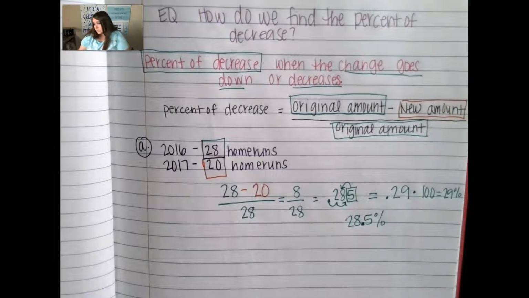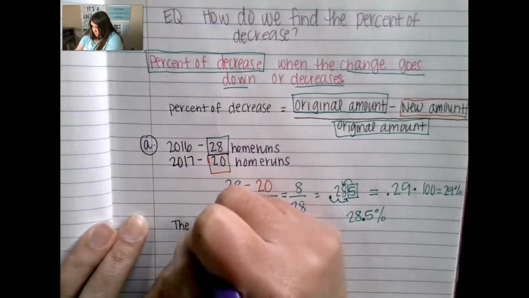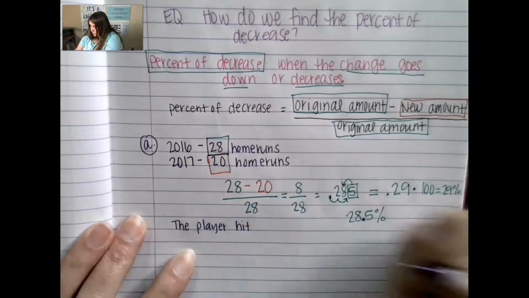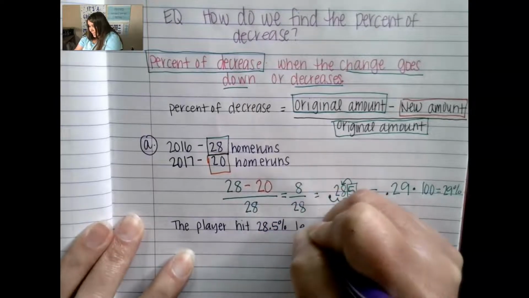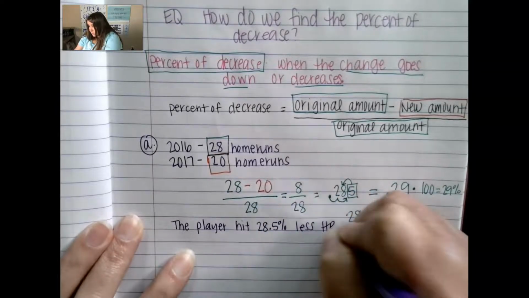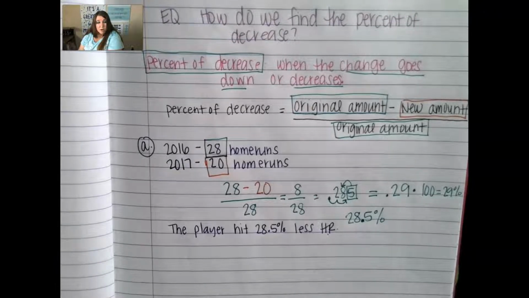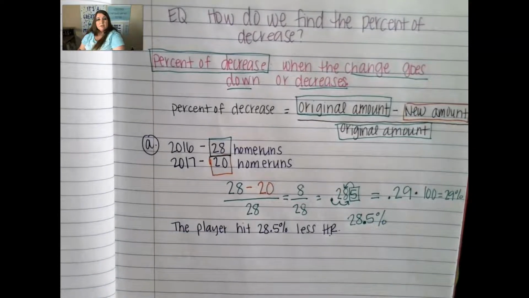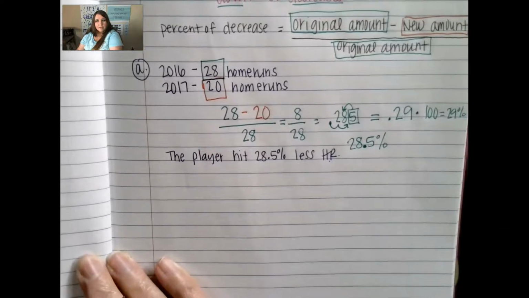So this means that the player hit 28.5% fewer home runs in the new season. Ultimately, that's what it means. He hit fewer home runs this year than last year. So his batting average went down. All right, let's look at another example.